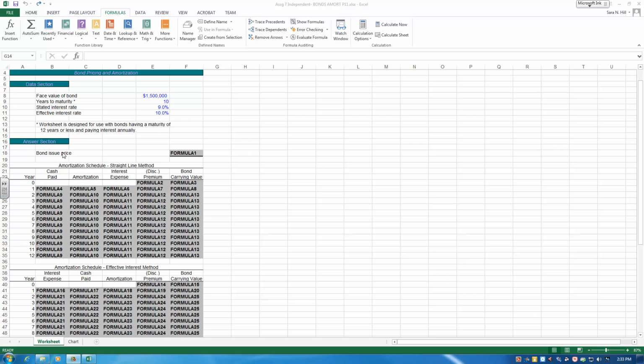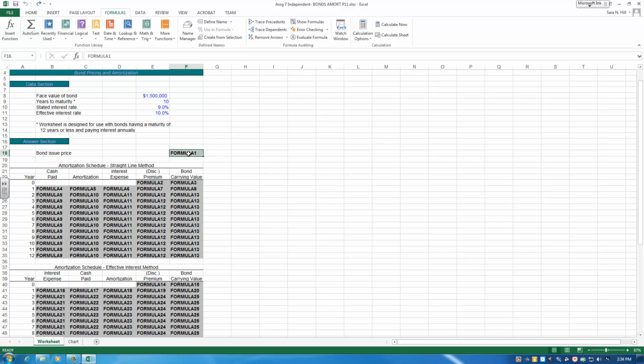And we'll take a look at this bond issue price. So basically what I want to do is calculate what a $1.5 million bond that is paying a 9% interest rate is worth to me today if interest rates are really 10%. So we're going to use net present value. So we have a formula available for us.